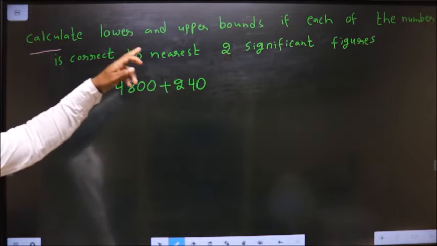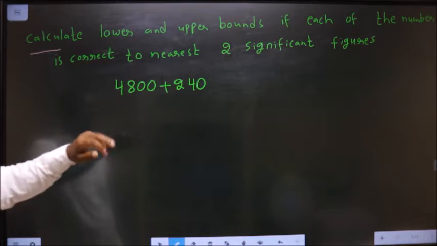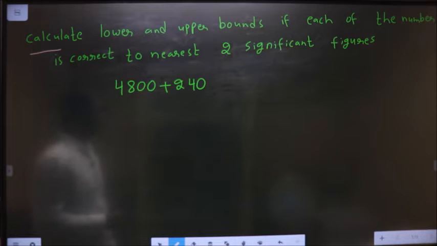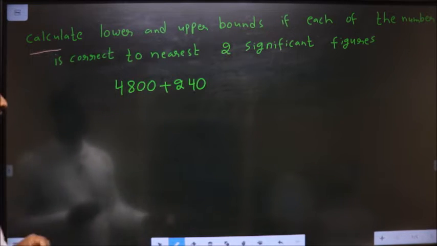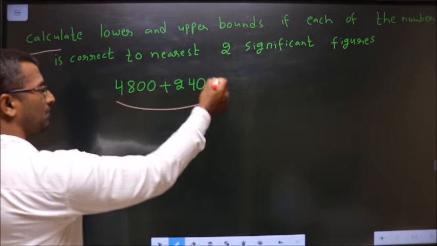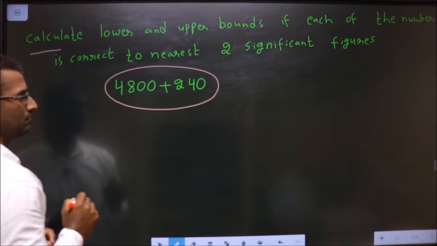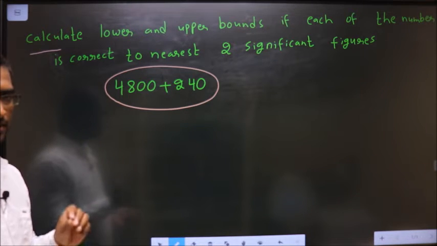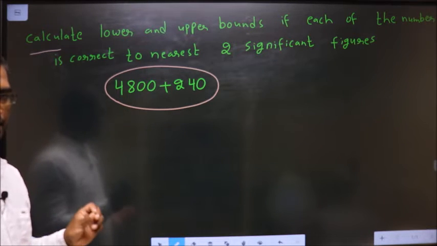Calculate lower and upper bounds if each of the numbers is correct to the nearest two significant figures. So here you have to find the lower and upper bound for this one, that is 4800 plus 240. And how do we do that? In this way.